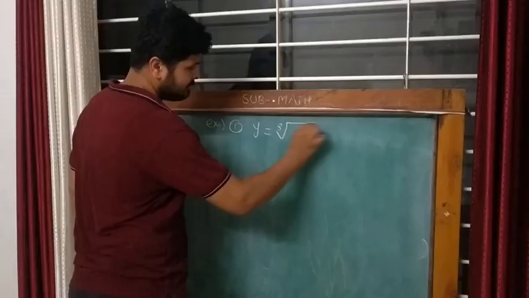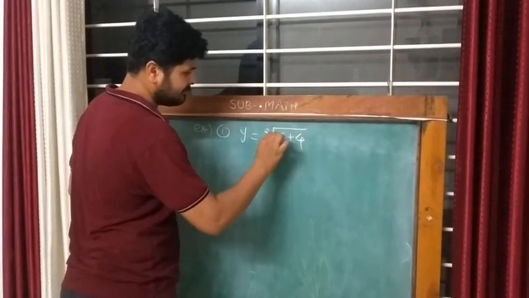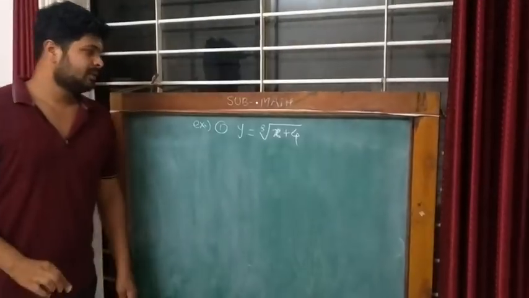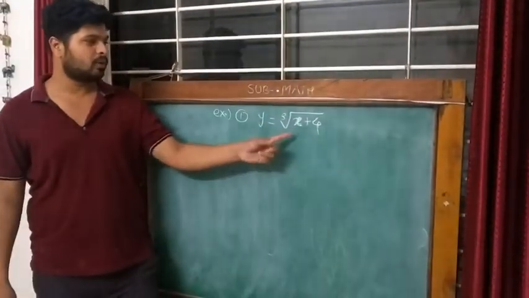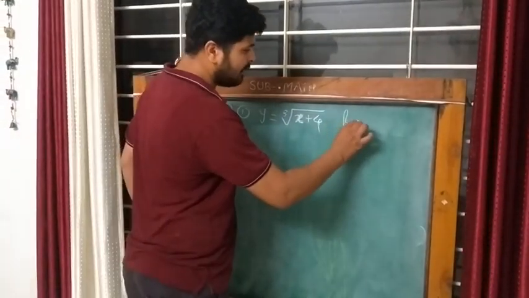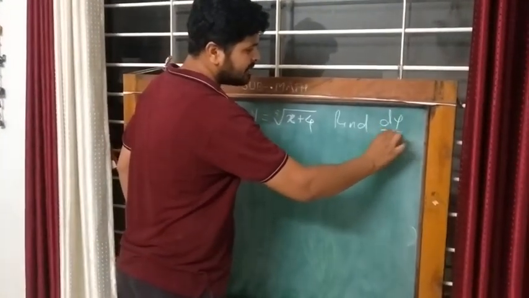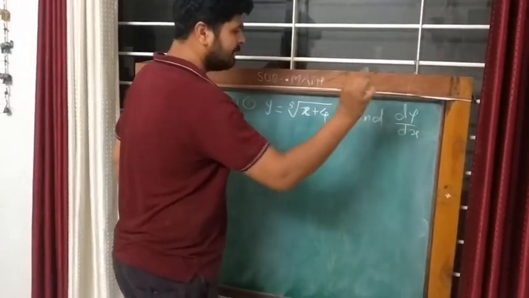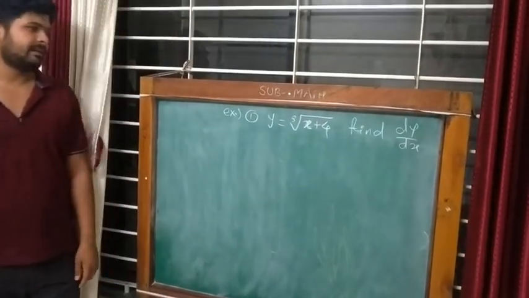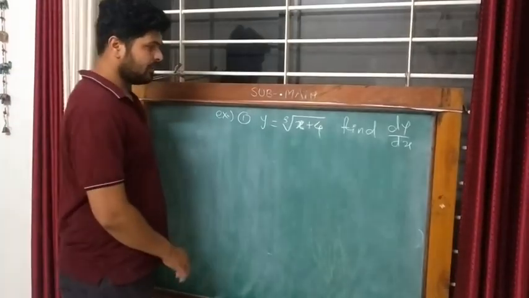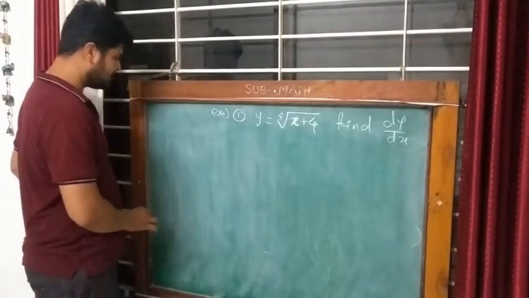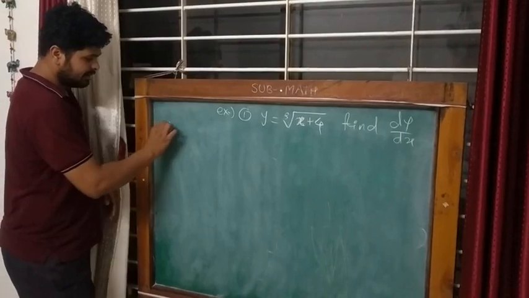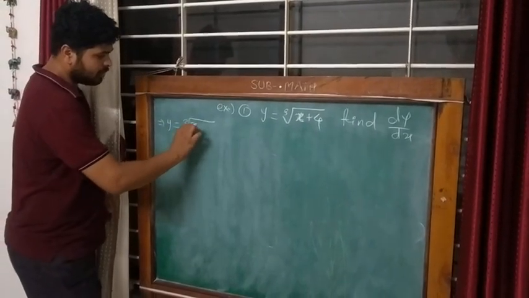So now we are solving this example. Question is y is equal to cube root of x plus 4, and we have to find here dy by dx by using the derivative of inverse function. So first we have to find the inverse function of this. I write over here y is equal to cube root of x plus 4.